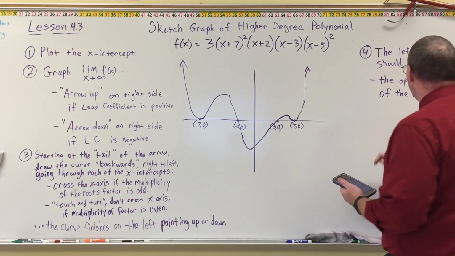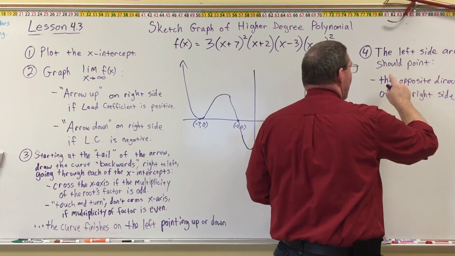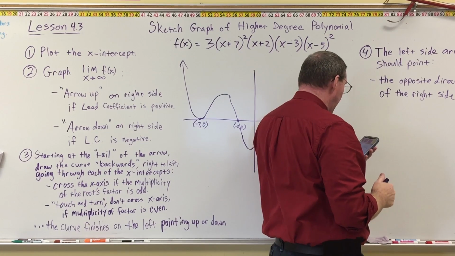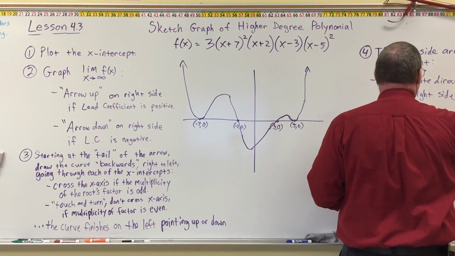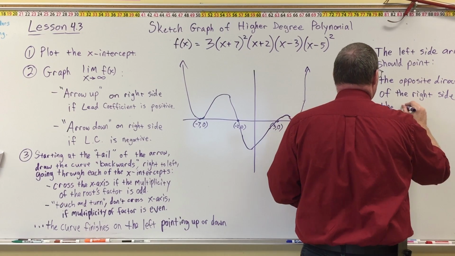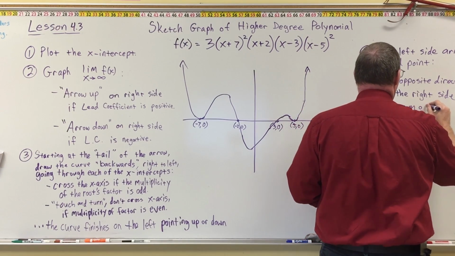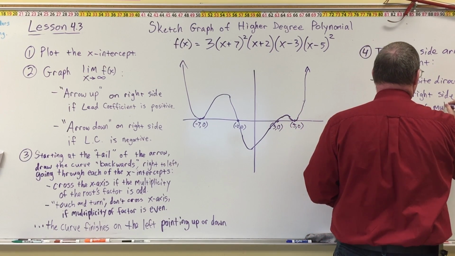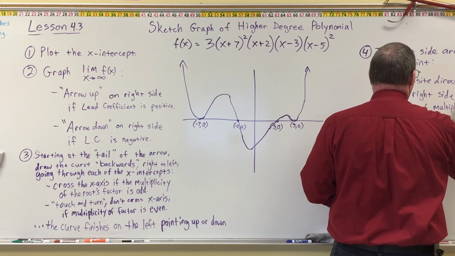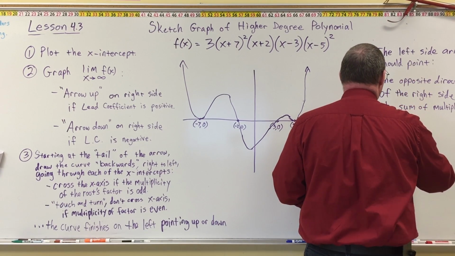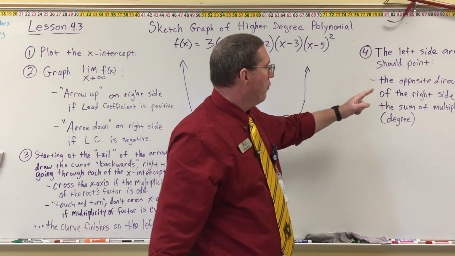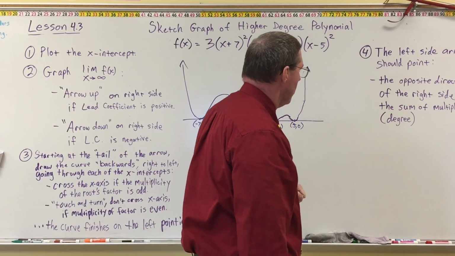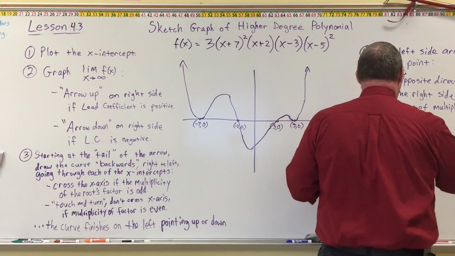Back from step 2. So the left side should be pointing the opposite direction of the right side if the sum of multiplicities, which we call the degree, so put degree in parentheses, if the sum of the multiplicities is odd. Now look at this.